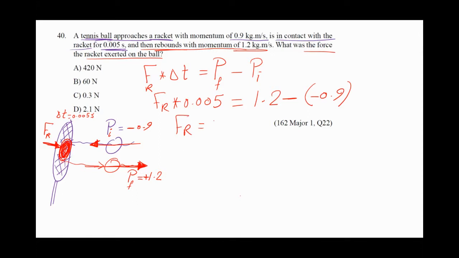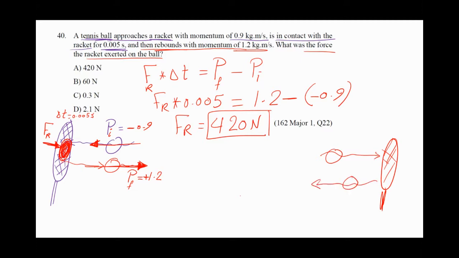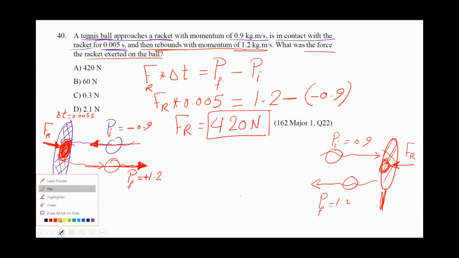So I will find F R. It will be what? 420 Newton. So this is the force of the racket. Somebody might ask, what if I draw this problem the other way? If the ball comes to the racket and rebounds back in the opposite direction, everything will be reversed. In this case, P initial is 0.9 and P final is 1.2, and the force is applied in this direction. It's like a mirror. Can I do that? Yes, you can, because here he didn't mention any directions. He didn't say it's moving to the east or to the west. He didn't say anything. So you are free to draw it the way you like.